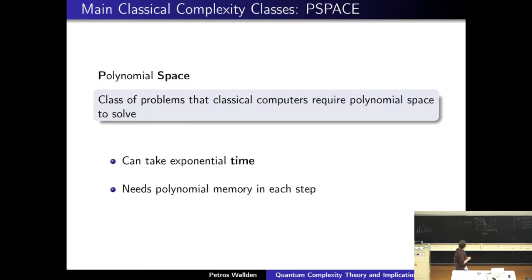And then the final classical class that I'm going to define is the so-called P-space. Who has heard of P-space? Okay, good. It is the class of problems that a classical computer requires polynomial space to solve. So basically you need polynomial memory, but you don't care about the time that it takes. You can take arbitrarily long time to solve it, and it's still in P-space if the memory you require to solve this problem is polynomial in the input size. So this is P-space.